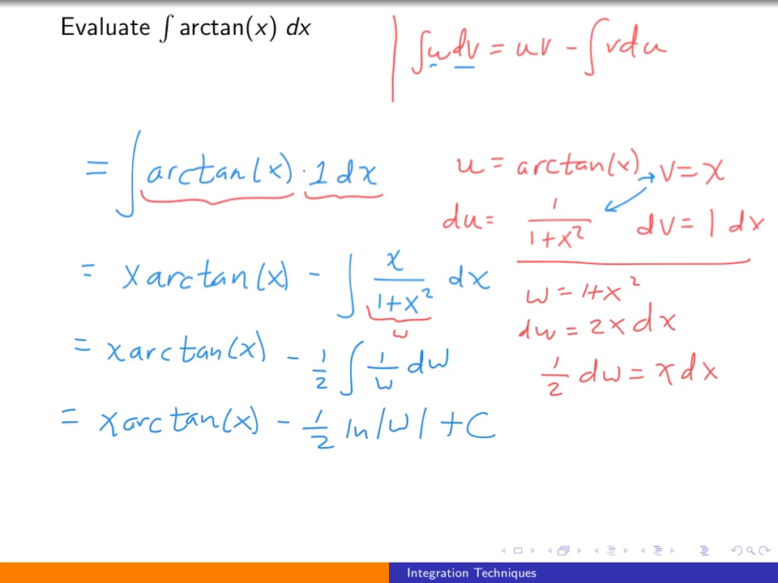And since we've done a substitution, our last step here is to resubstitute to get it back in terms of that original function. So this will be x arctangent of x minus 1/2 natural log absolute value 1 plus x squared plus c.